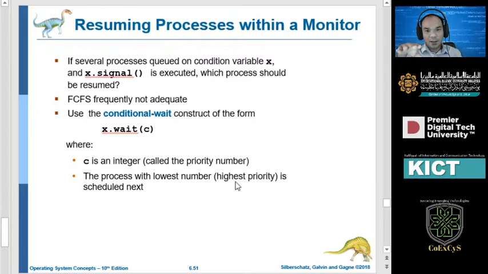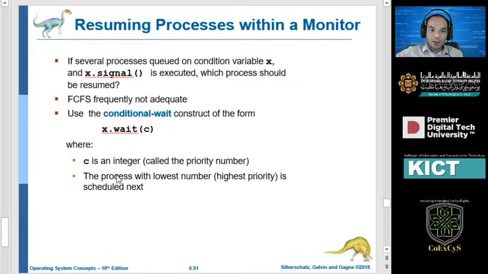And if one of them executes a signal, which process is allowed to resume running? Which process then gets to run? In this case, it's first come first serve, but in some cases this is not going to be adequate, for example, when you are trying to implement something with some sort of priority.